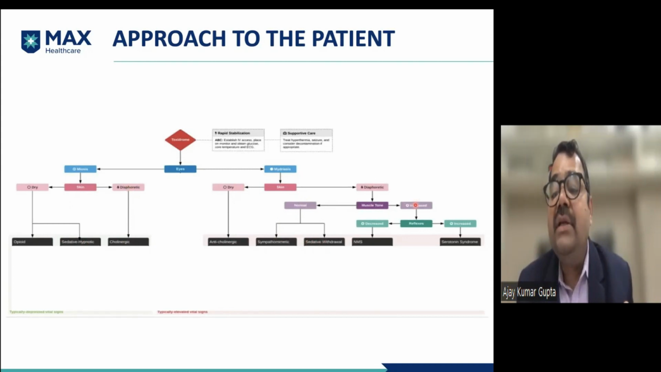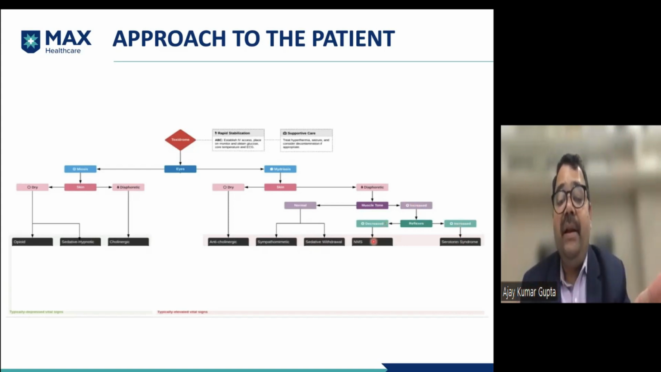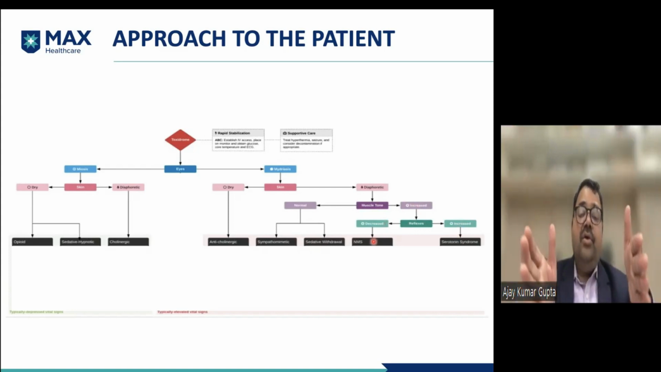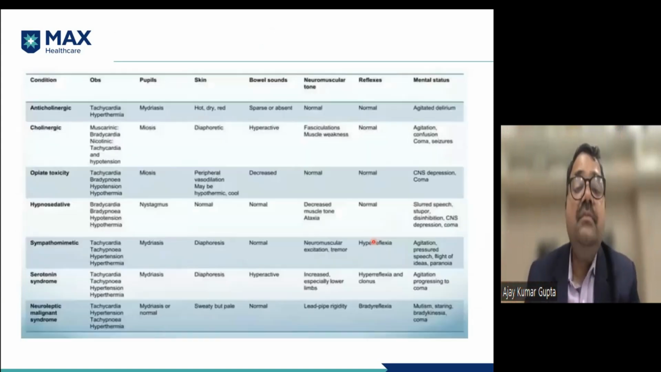But if the muscle tone is increased, like we had cogwheel rigidity and lead pipe rigidity, then you see the reflexes. If the patient is having increased reflexes, then it is serotonin syndrome. But if the patient is having decreased reflexes, then it is neuroleptic malignant syndrome. So this is how you do proper emergency care management of a toxidrome if suspected.